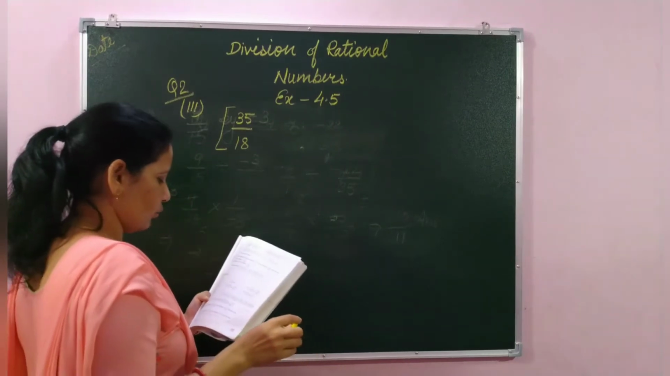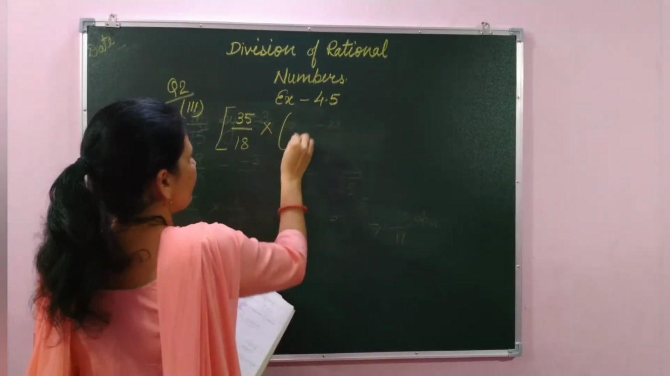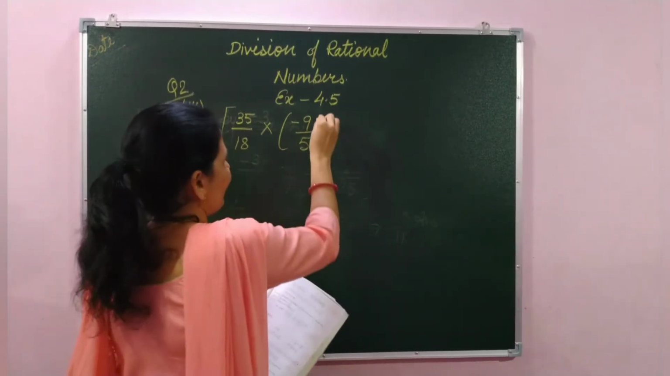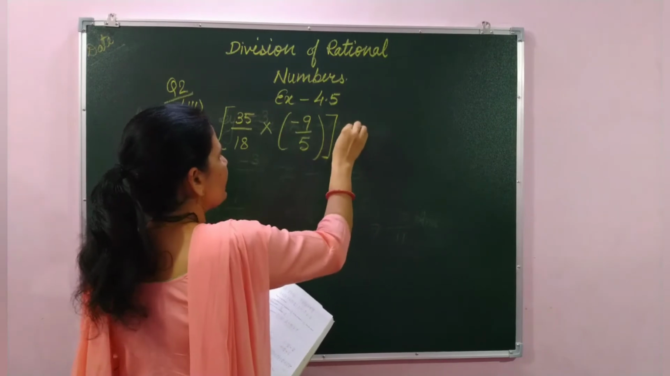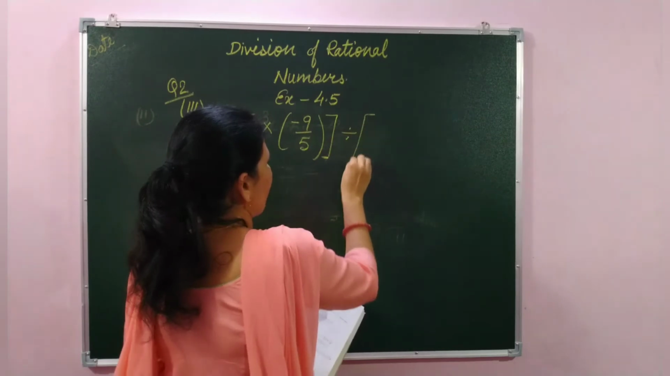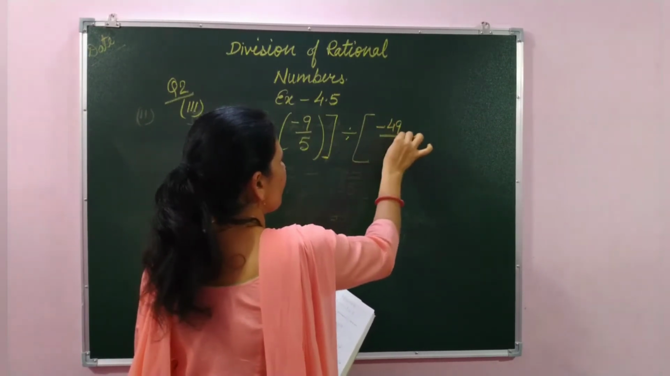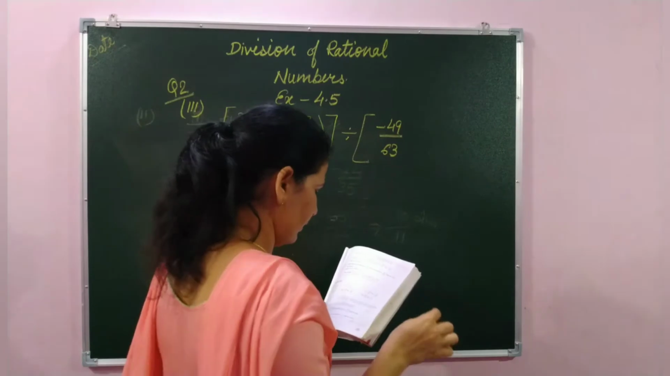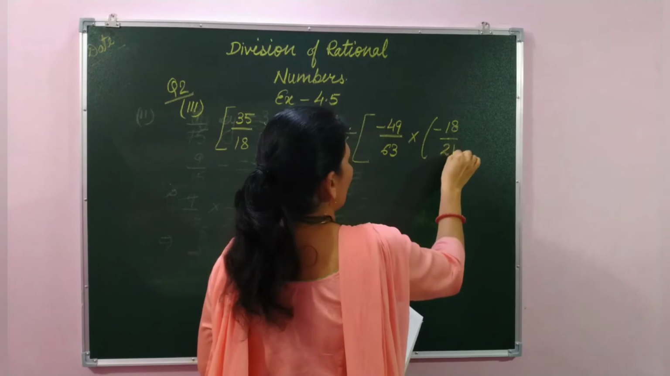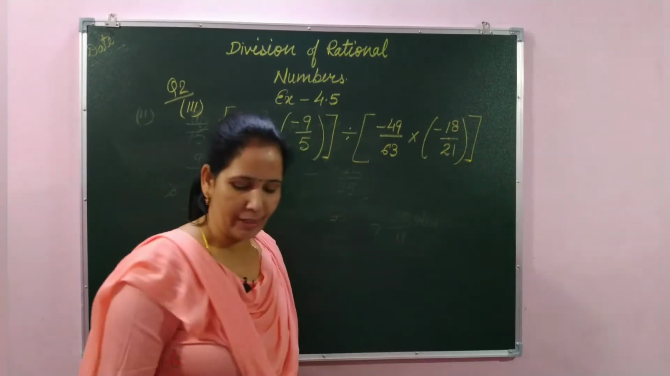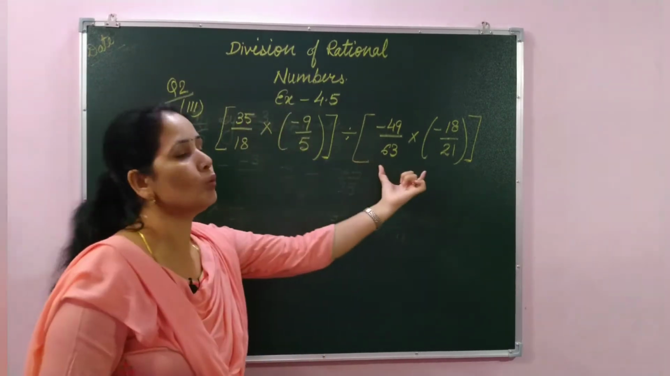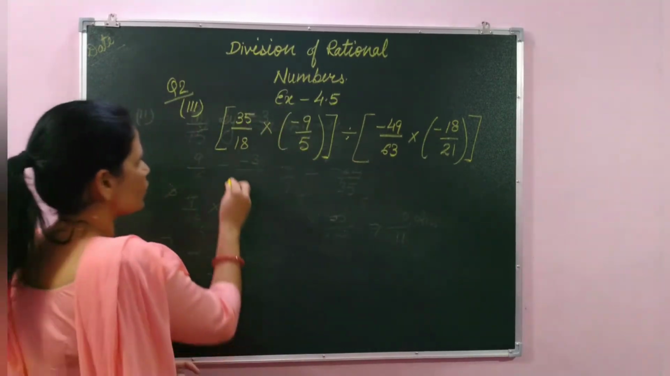Okay, students. Now 35 by 18 multiply minus 9 by 5. Okay, then bracket close and the big bracket also close. The sign between these two is divide, and then after that minus 49 by 63 and multiply by minus 18 by 21. Okay, students. So before we divide, we have to find the product that is given between the two fractions. So first we solve this one.